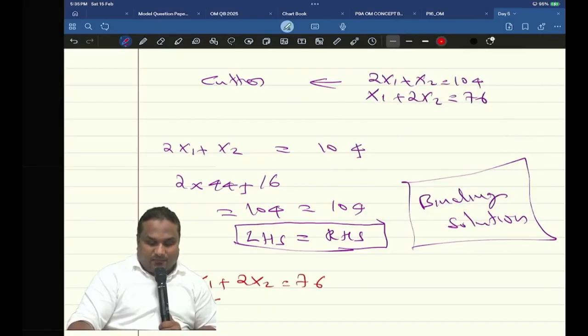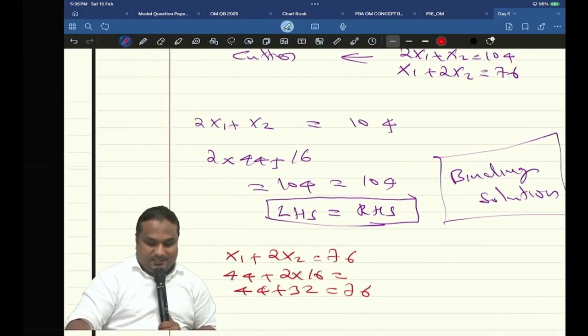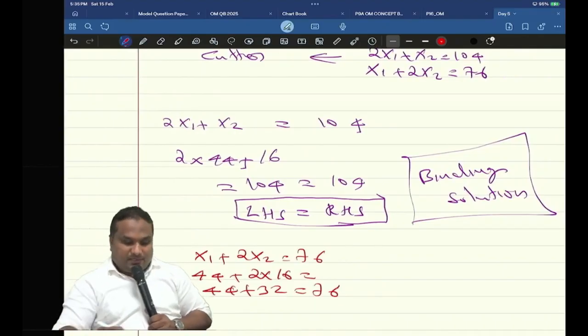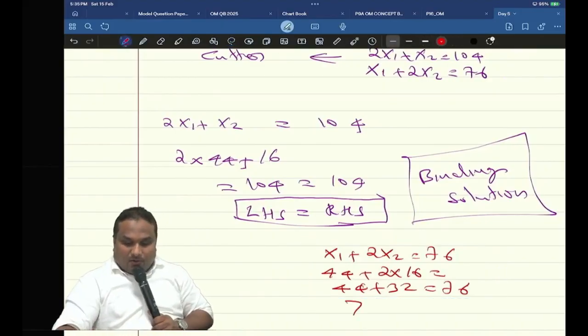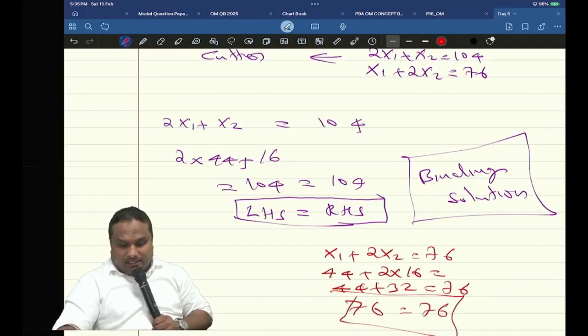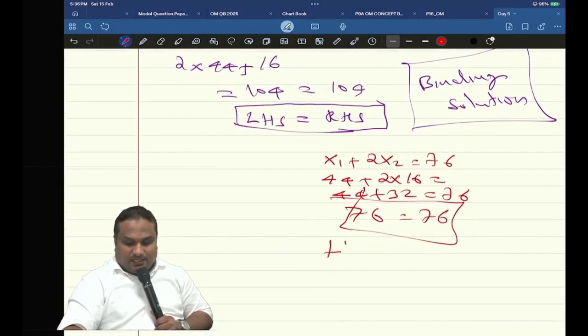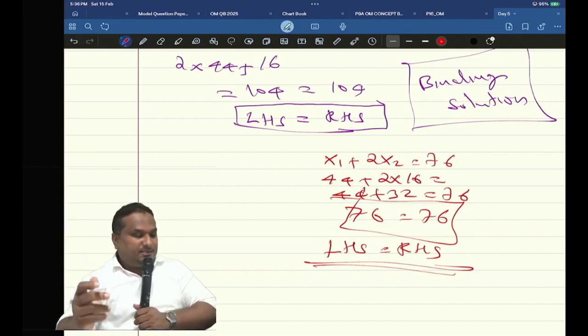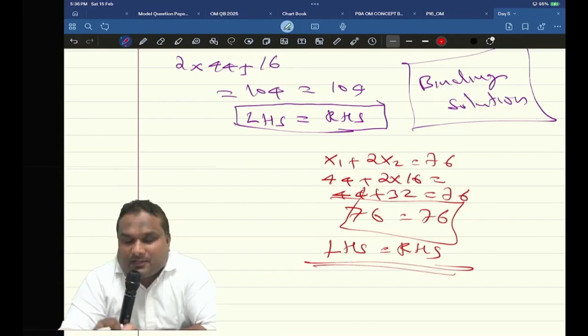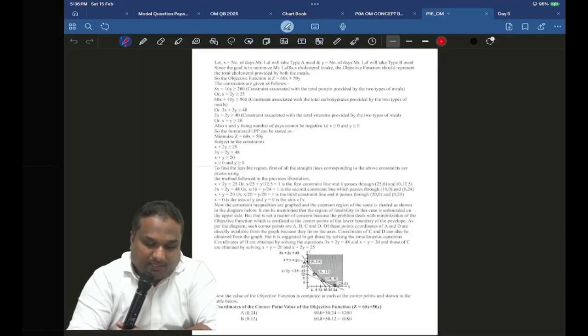x1 is 44, x2 is 16, so 2 into 16 is 32. 44 plus 32 is 76. Out of the 76 hours of available time of the finisher, you utilized all 76. That means here also the left hand side of the constraint equals the right hand side of the constraint. That means resources are fully utilized. That is the beauty of the linear programming problem.